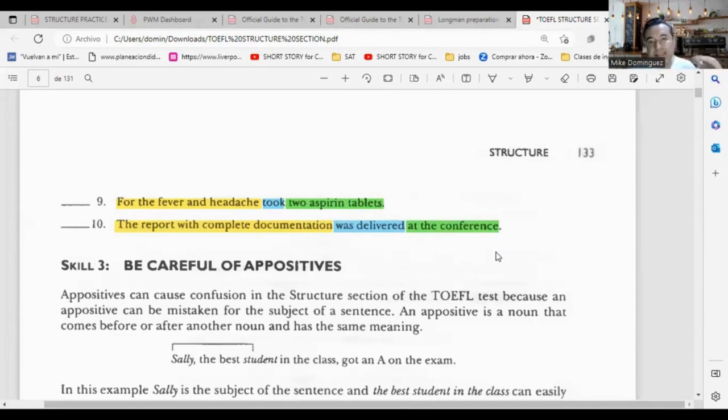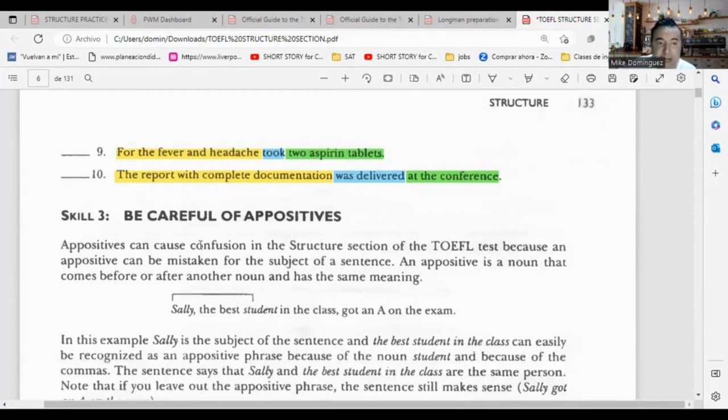And number 9 doesn't have a subject. It might look like a subject, but it doesn't, because for the fever and headache doesn't complement, doesn't match with the verb. Very good. Tomorrow we're going to continue talking about more details of this simple formula.